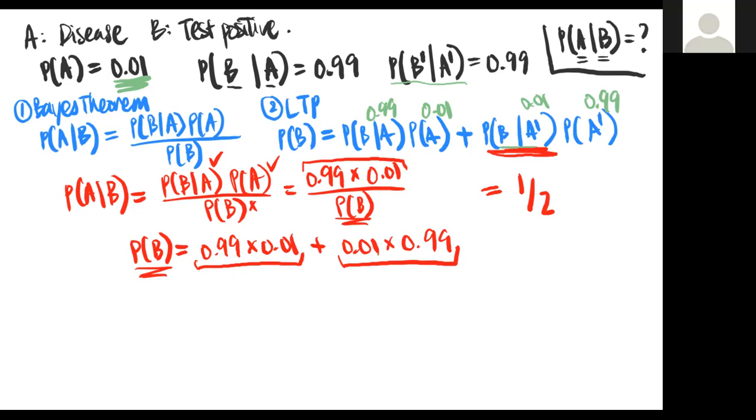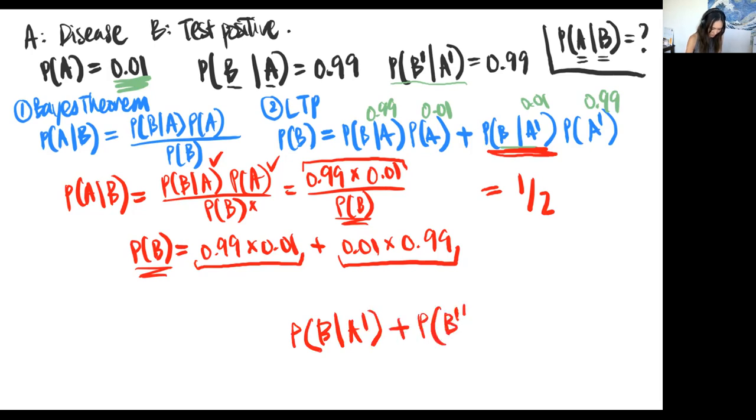Right. So the thing that's going on here is basically that the probability of B given A complement plus the probability of B complement given A complement equals 1. So as long as the first parts are complements of each other, they add up to 1.